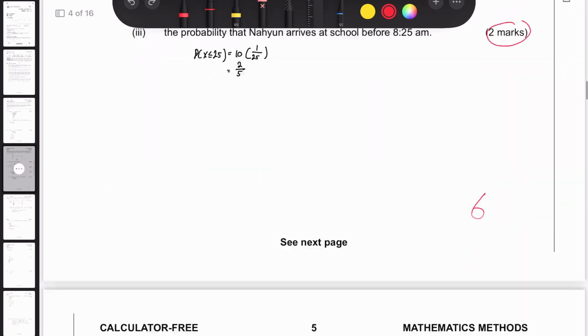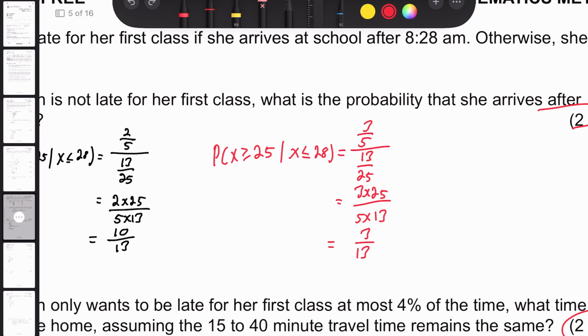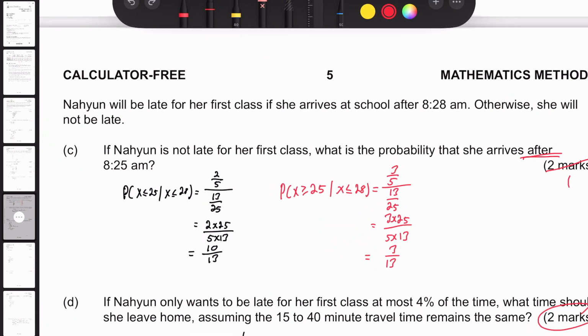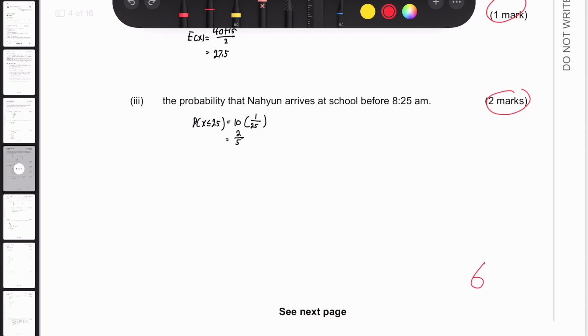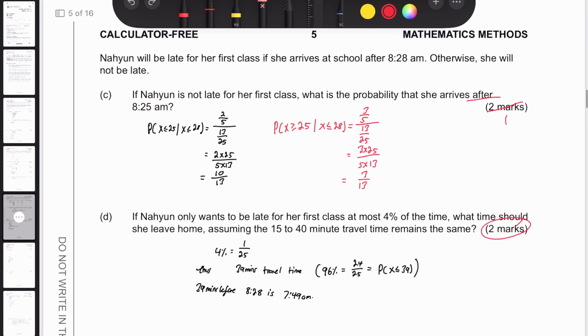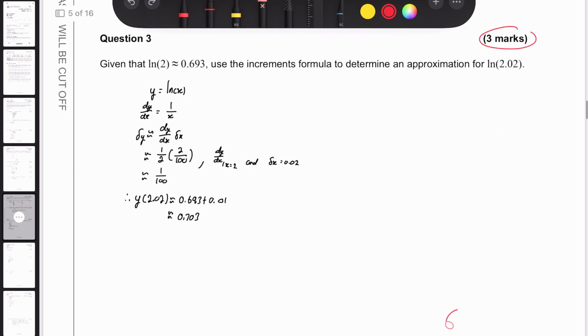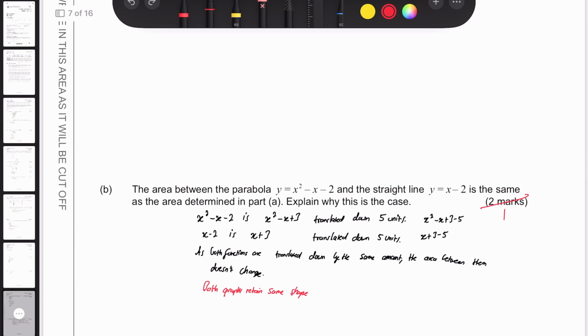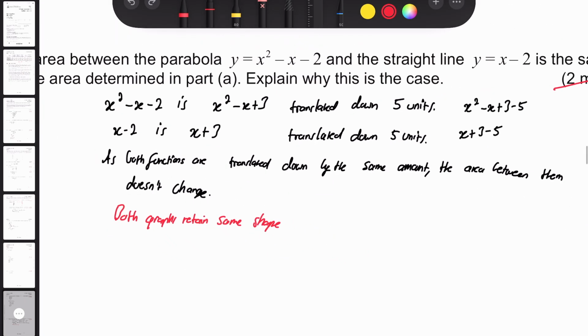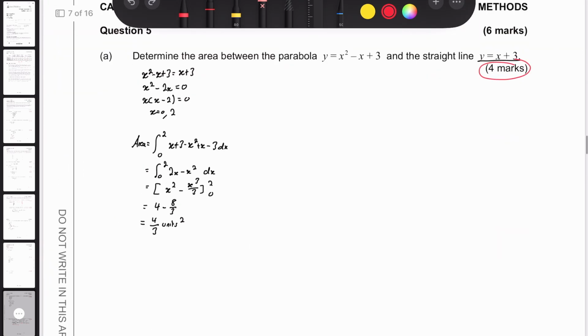But we'll go down. Here we lost 1 mark because I did the wrong probability. They asked for the probability after 8:25 a.m. So I should have done 3 on 5 because that's 1 minus 2 on 5. Because this is the probability from before, but I did before, so that is unlucky. And then we are continuing down. We got 1 mark here lost because this wasn't really that. You have to talk about the translation. Let me just bring up the calculator free solutions. And this is question 5.